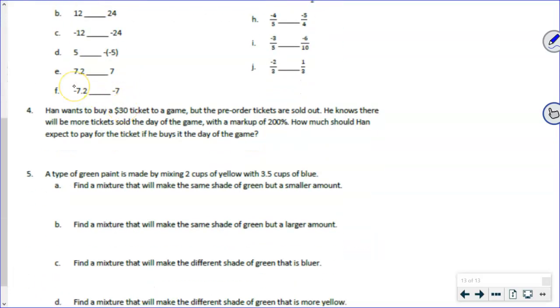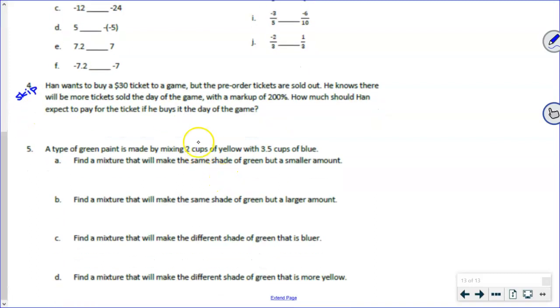I want you to skip number 4. This is stuff I haven't yet taught you, because remember, this particular resource starts with unit 5, and I have not yet taught you the stuff from units 1 to 4, so we're skipping number 4. Can you do it if you want to? Sure. Do you have to do it? No.